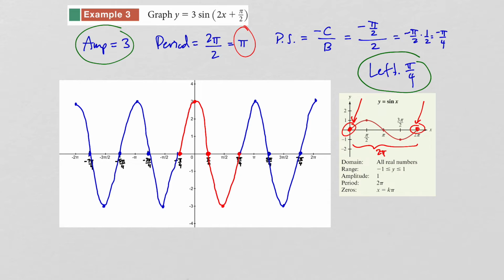Now, what some students really struggle with is they'll understand the shift. So they'll understand when I said move it to the left pi over 4 units, but they'll struggle with this point. They'll struggle with how did I figure out that it ends here? And so what I want to do is just show you another way to get this first cycle of the graph. And I really prefer using this method.